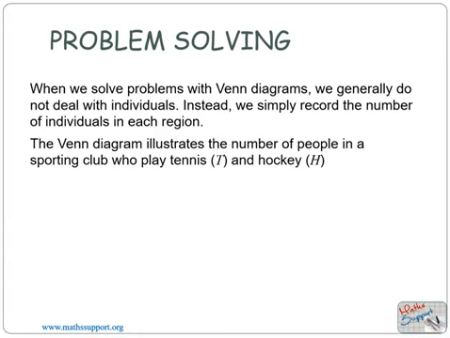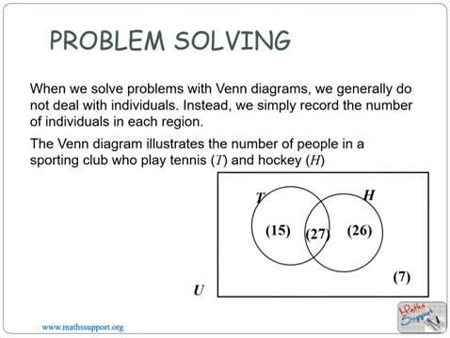The Venn diagram illustrates the number of people in a sporting club who play tennis and hockey. So we can see here that there are 15 people that play only tennis. There are 26 people that play only hockey, and there are 27 people that play both sports. And also we can see that there are 7 that play neither.